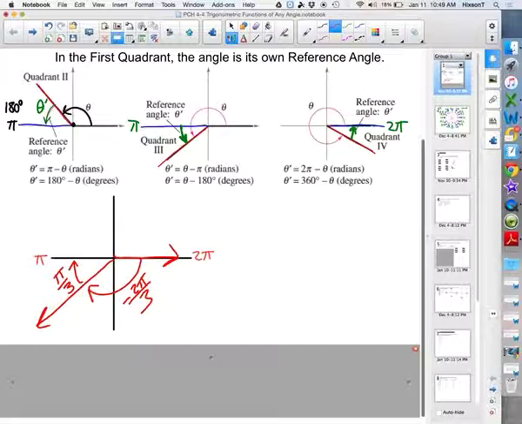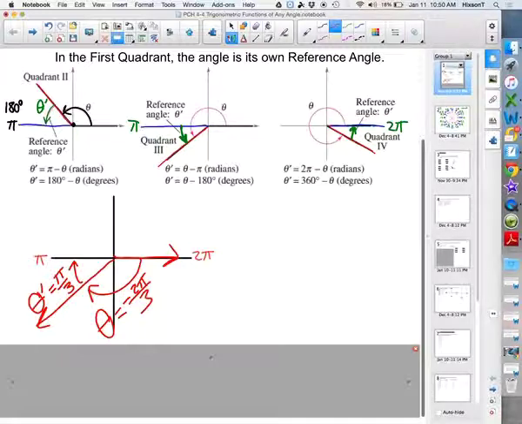All right, so we're getting the hang of actually finding these reference angles. This is your original angle in standard position, theta. And this would be your reference angle, using the notation we had, theta prime.